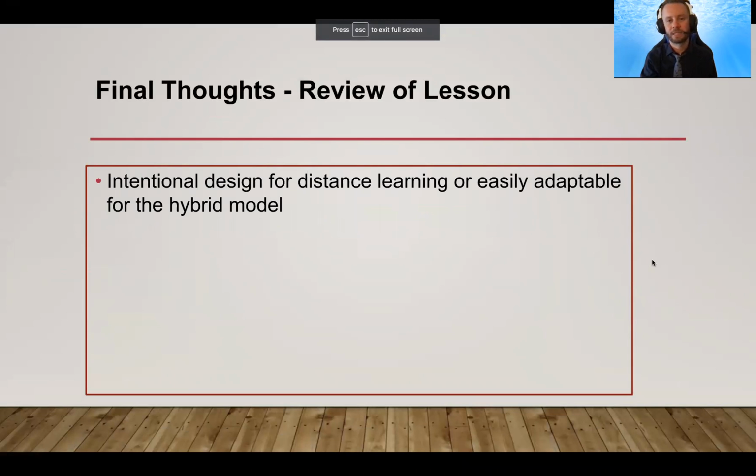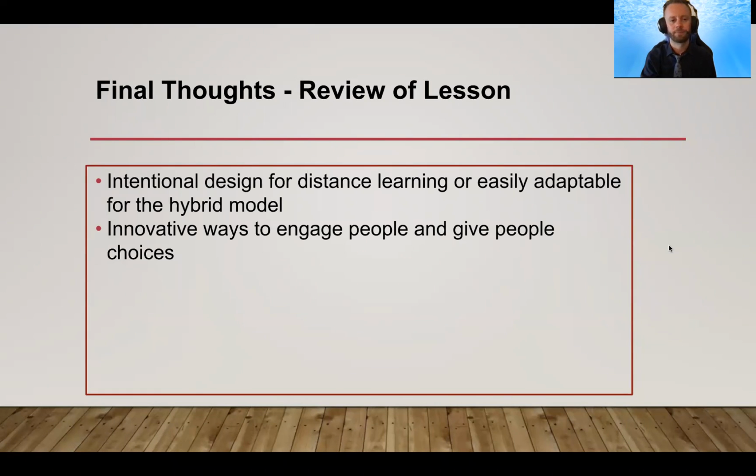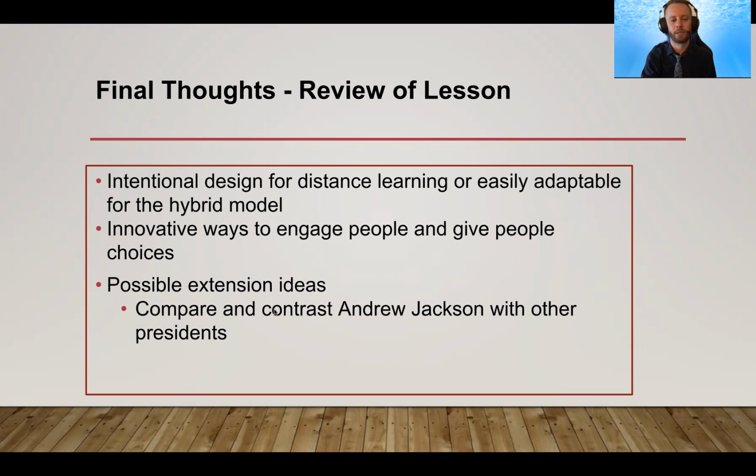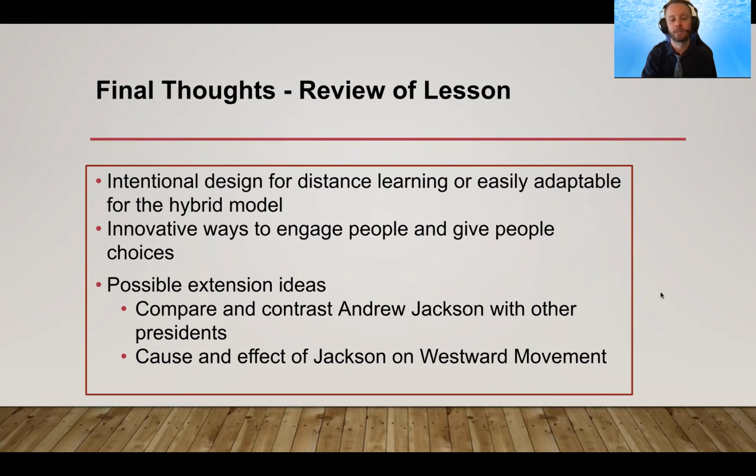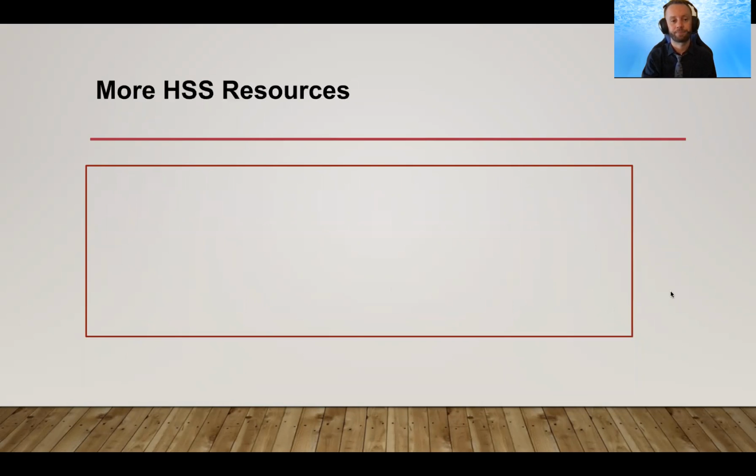So this was intentionally designed for distance learning, but it could easily be adapted to both the hybrid model and the in-person model. It's trying to innovate ways to engage students and give them choices. And possible extension activities would be to compare and contrast Andrew Jackson with other presidents, to look at the cause and effect of Andrew Jackson's presidency on westward movement, or look at the expansion of slavery in connections to the Civil War in regards to Andrew Jackson.